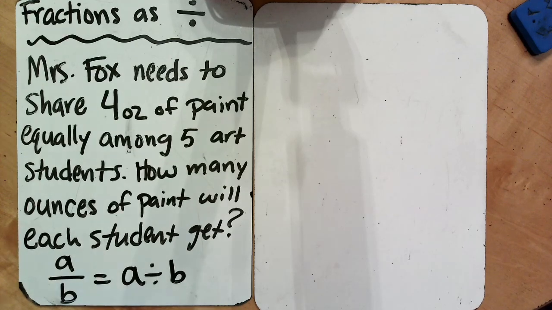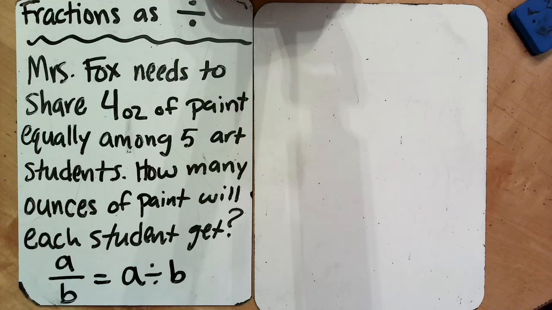So I'm going to go ahead and read this problem to you. It says Miss Fox needs to share 4 ounces of paint equally among 5 art students. How many ounces of paint will each student get? The kicker here is we really just need them to tell us what's going on in this problem. What are we dividing by?